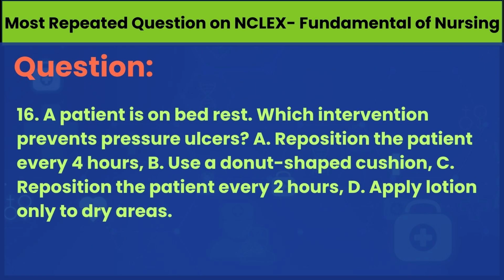16. A patient is on bed rest. Which intervention prevents pressure ulcers? A. Reposition the patient every 4 hours. B. Use a donut-shaped cushion. C. Reposition the patient every 2 hours. D. Apply lotion only to dry areas.